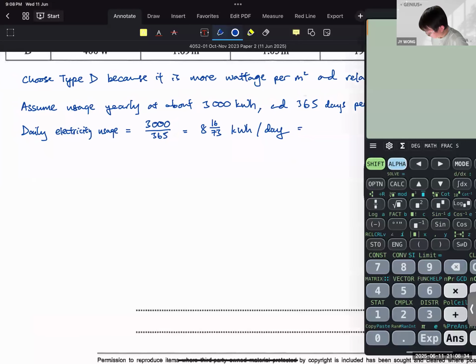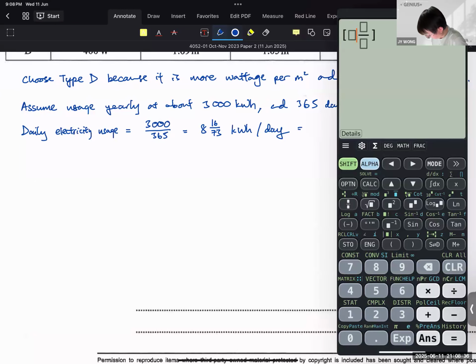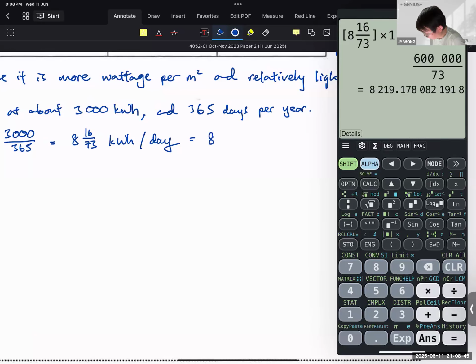So kilowatt hours here, you need to go and multiply by 1,000 to know that this is about 8,219 and 13 out of 73 watt hours only.